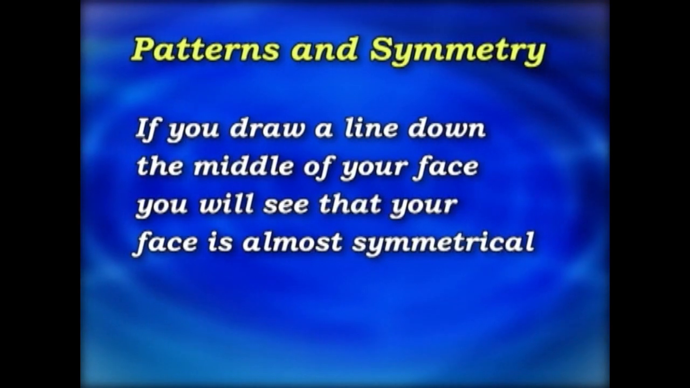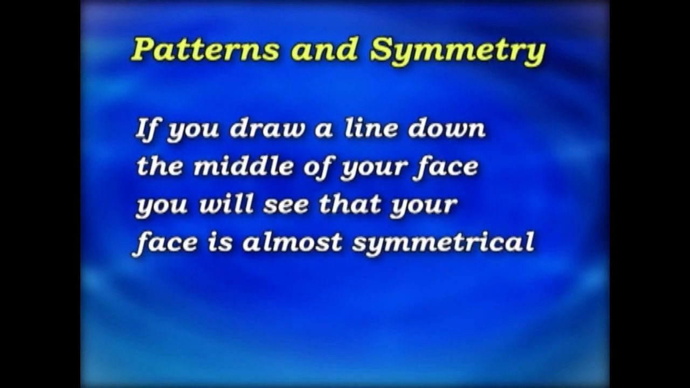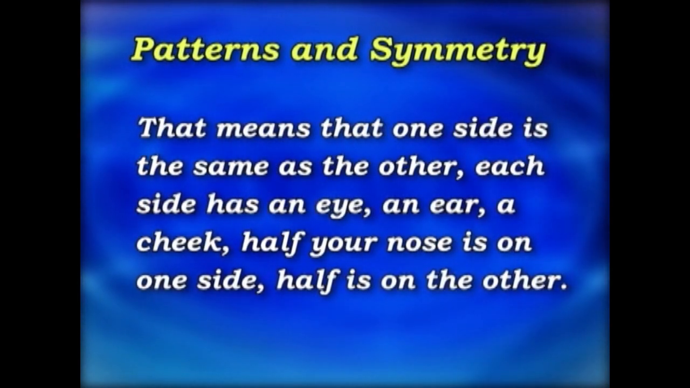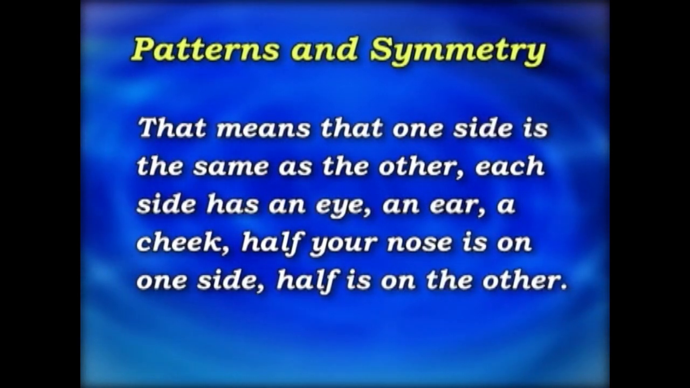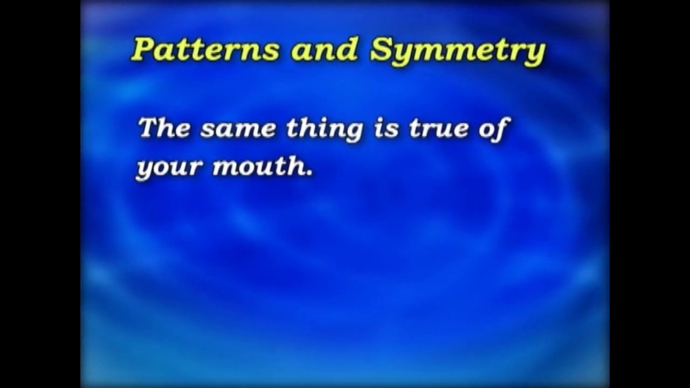If you draw a line down the middle of your face, you will see that your face is almost symmetrical. That means one side is the same as the other. Each side has an eye, an ear, a cheek. Half your nose is on one side, half is on the other. And the same thing is true of your mouth. So each side is the same as the other side.